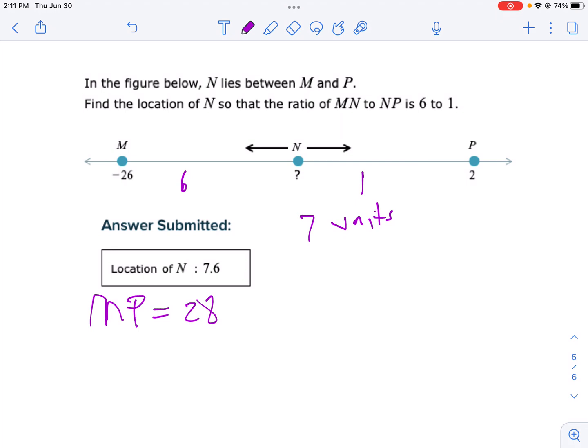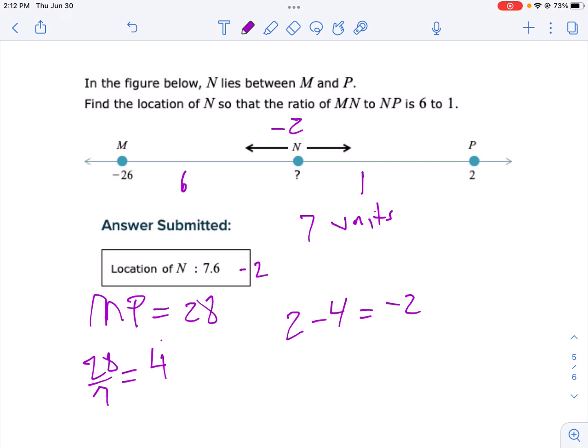Now there's 7 units, so I take 28 divided by 7. That gives me each unit is 4. So since there's 1 unit to p, I'm going to count in 4 from 2. Well, that will give me -2 then, won't it? So n should be at -2 because 2 minus 4 is -2.